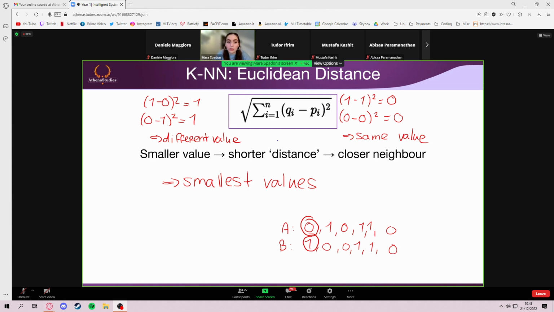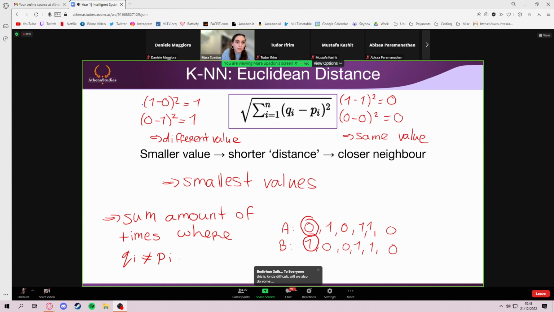So what does this mean? Euclidean distance, in a sense, is just the sum of the amount of times where Qi is not equal to Pi. So this is where Qi is not equal to Pi, and this is where Q is equal to P. This is kind of difficult.